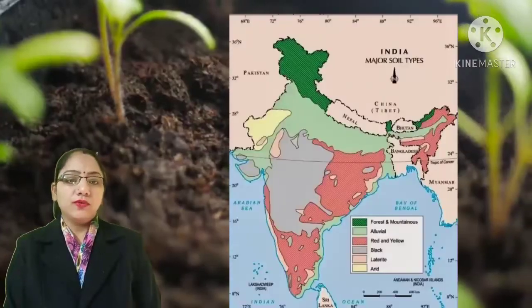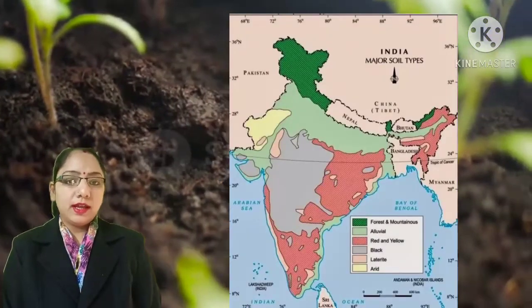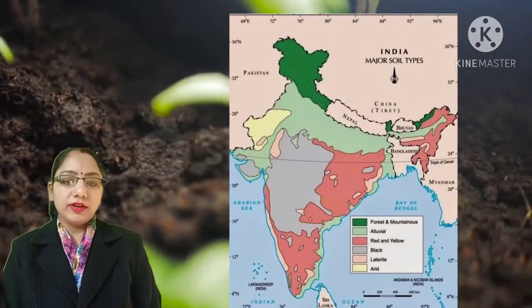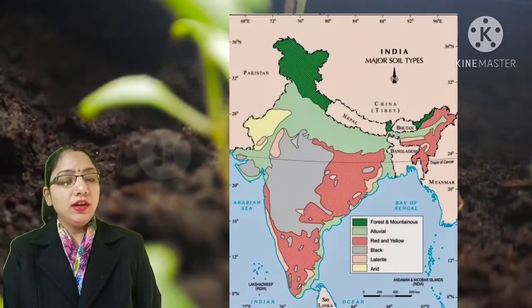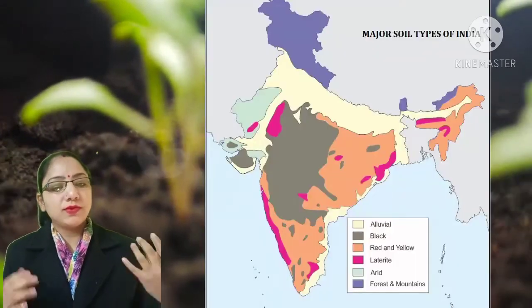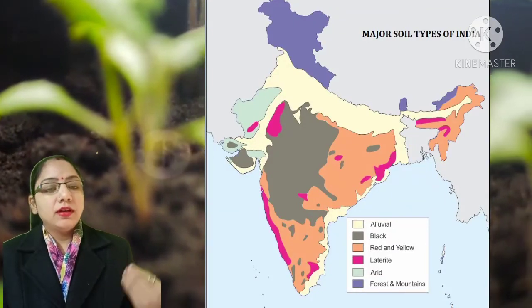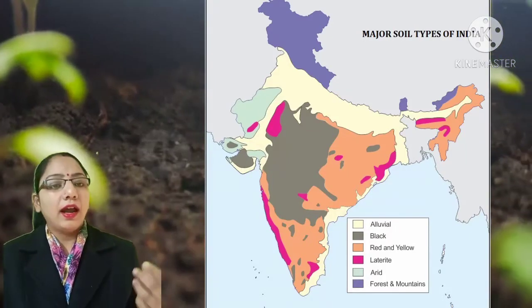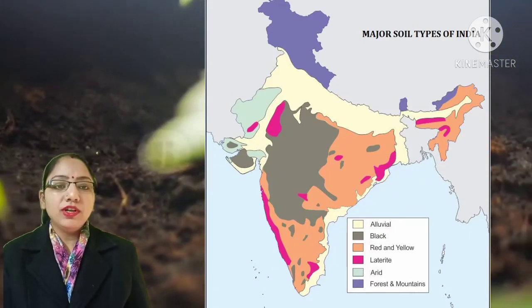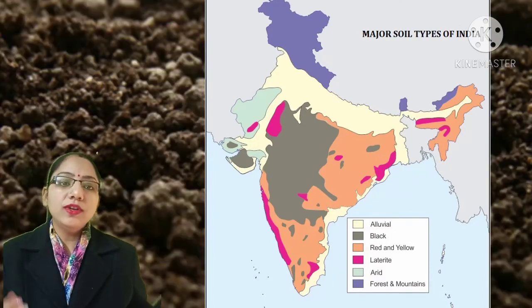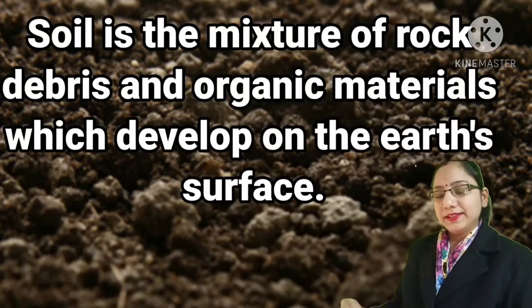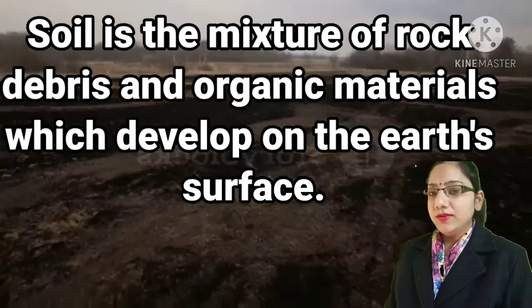Students, today we will study about soil, in which we will cover a few topics. First, what is soil and how it forms. Second, we will cover the classification of soil, in which we will study the different types of soil in India. Then after that, we will study the reasons of soil degradation and soil erosion. At the end of the video, we will study how we can conserve or protect the soil. So let's see what is soil and how it forms.